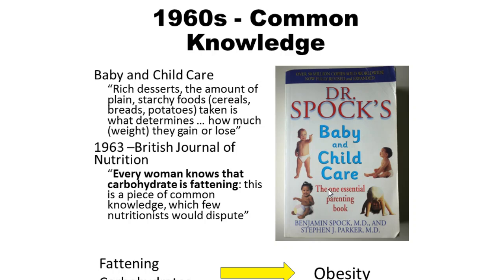By the 1960s, it's fairly common knowledge. So if you go to books like Dr. Spock's Baby Care, which is a very widespread book, what you see is that they say that rich desserts, the amount of plain starchy foods such as cereals, breads, and potatoes taken, is what determines how much weight they gain or lose. So basically these starchy foods, sugary foods, that's what causes obesity. That's what they said. And in the British Journal of Nutrition, 1963, every woman knows that carbohydrate is fattening. So it's not a niche, really weird low-carb thing. It's common knowledge. Nobody really disputes that. Nutritionists think that, hey, it's mostly these starchy foods and sugary foods that are causing the obesity crisis. If you were to ask your grandmother or so on, she wouldn't talk about calories because, of course, they didn't really talk about calories back then. They would talk mostly about avoiding sweets and avoiding starchy foods.